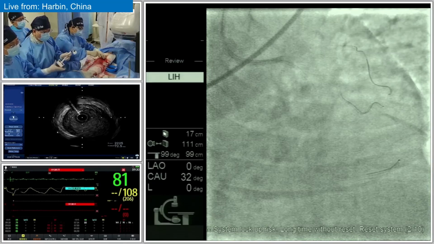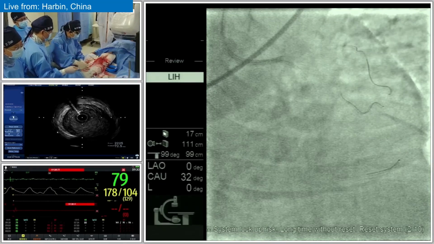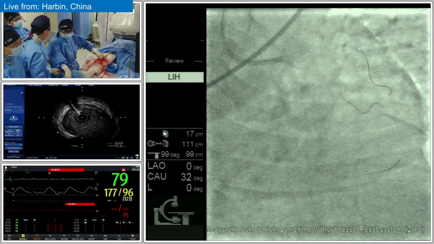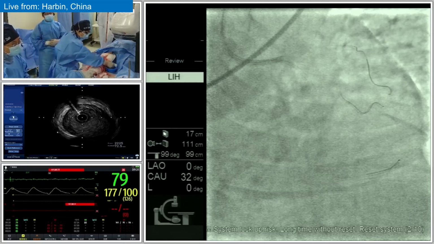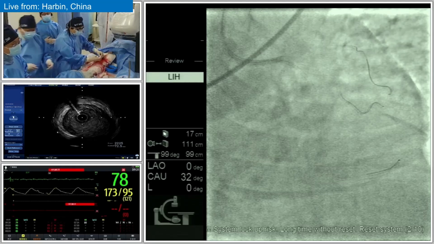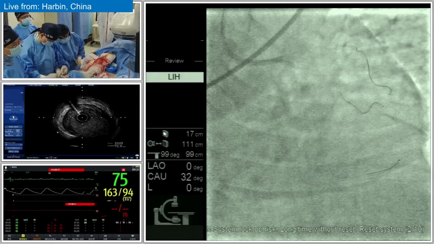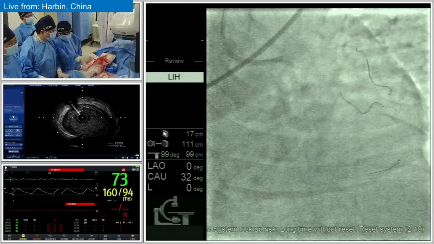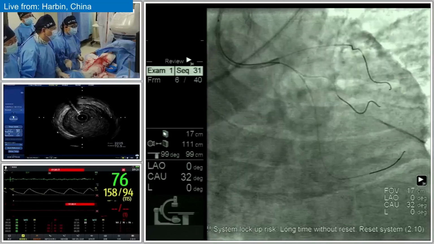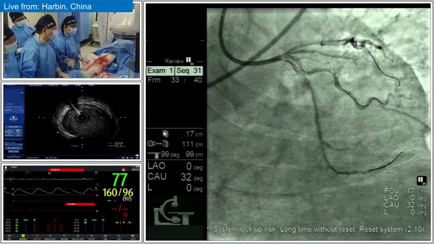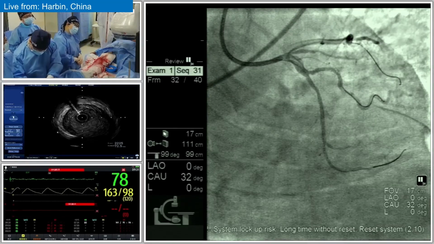The second advantage of the parallel wiring technique is that the existence of the first wire reduces the risk of the higher penetration wire going outside the vessel while passing through the CTO body, by acting as an indicator of the vessel course.